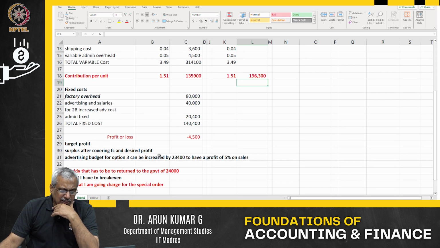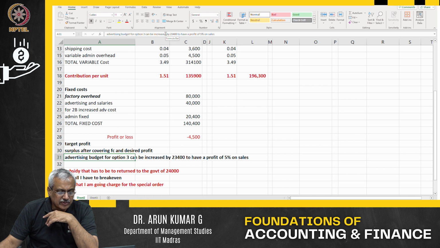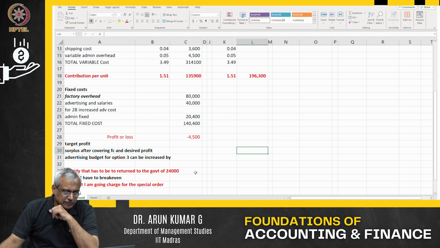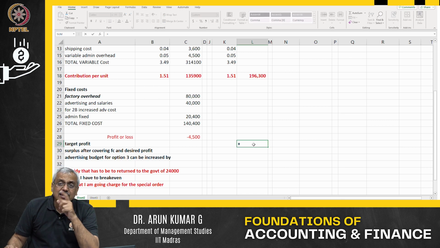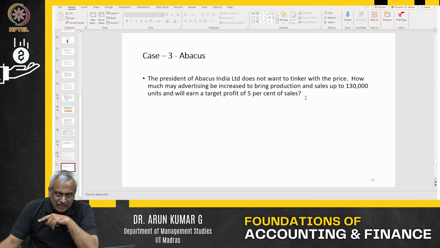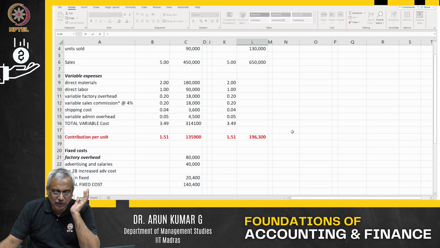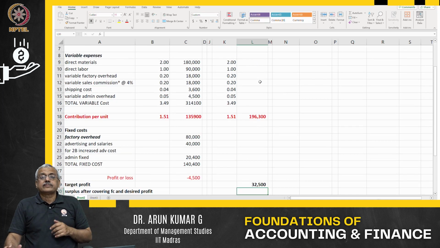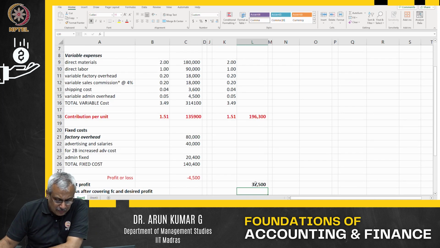What is my target profit in this particular case? The advertising budget can be increased in this particular case. The answer is already here. I'm using the existing Excel sheet, so the advertising can be increased by, I've just kept it. What is my target profit? My target profit is 5% of the sales, because that is what he says. What is my sales? My sales is 650,000 into 0.05. So I need a target profit of 32,500.